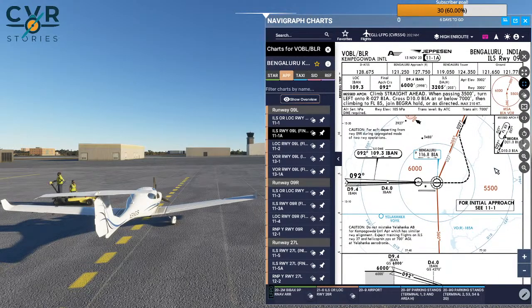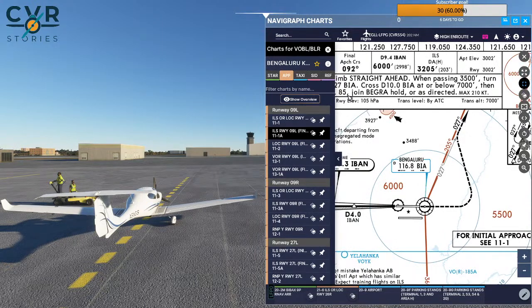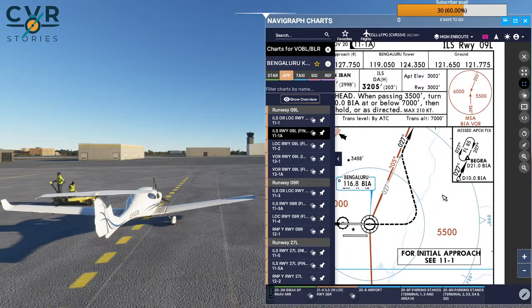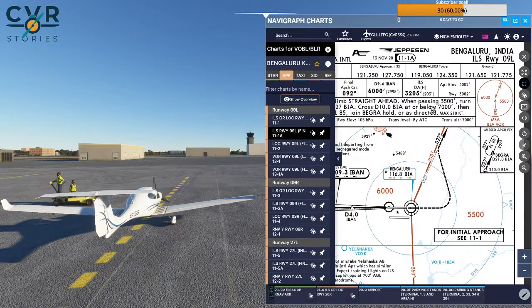Proceeding outbound, now we can see from radial 027, we're proceeding outbound to Begra. So on radial 027, we'll go till the point Begra, and at Begra, join the hold or as directed. Maximum 210 knots. So in this entire missed approach procedure, the maximum speed has to be 210 knots. So you do your flap configuration and everything accordingly to ensure that you are meeting these requirements.